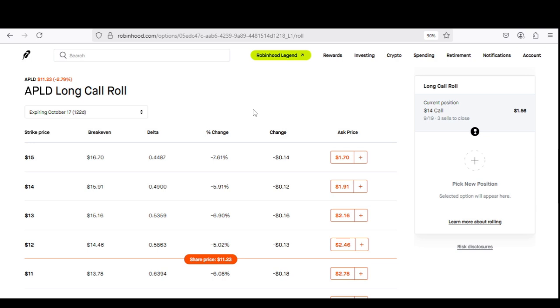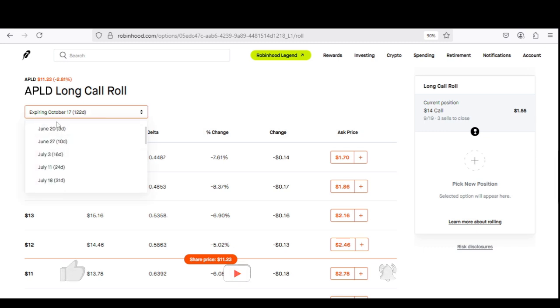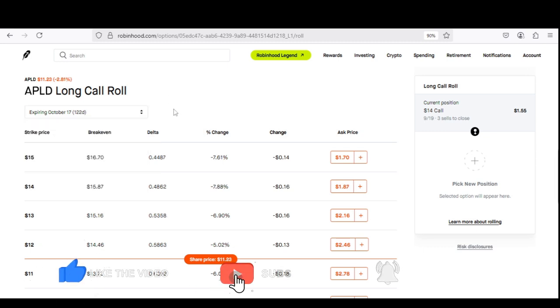So Robinhood is suggesting that you go 1 additional month out, which is going to give you an additional 122 days to expiration. You do not need to use this date. It's merely a suggestion. If this date doesn't work for you, you simply go to the drop down and you choose whatever works for you. But I'm just going to leave this because I'm just doing this to show you how to roll your option.